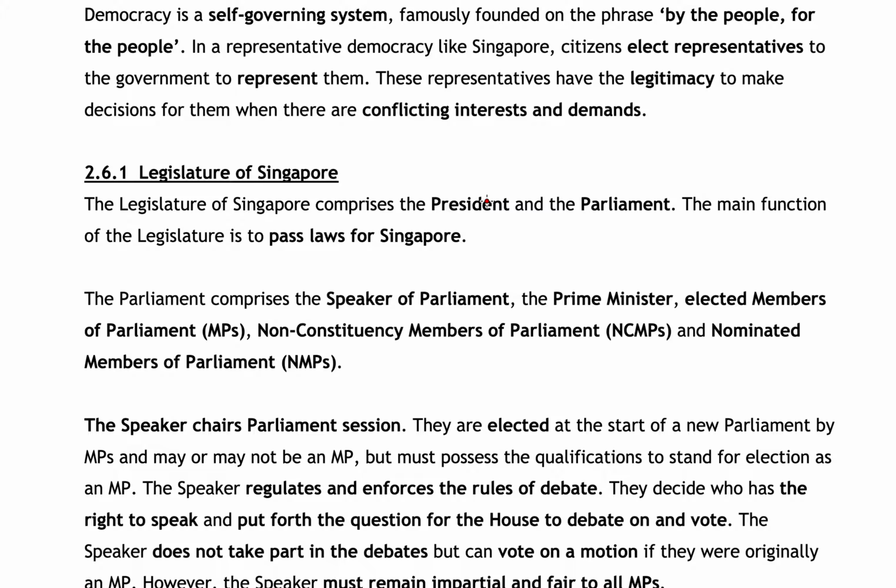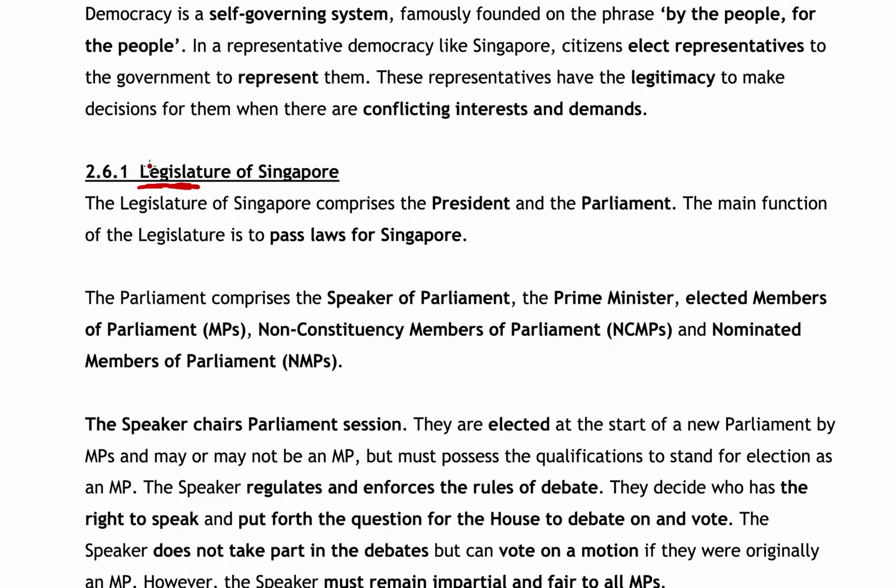First, let's talk about the legislature. Now, you would notice that the word legislature is quite close to another word, legislation. That's because they are pretty much the same thing. Legislature are people that make legislation. Legislation being law. So these are the people that come up with the laws for the country.